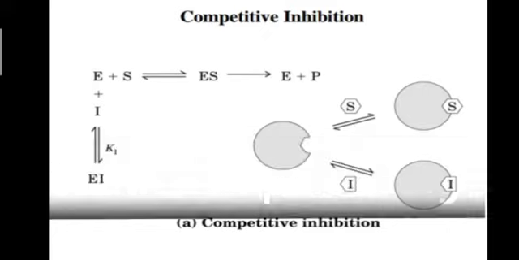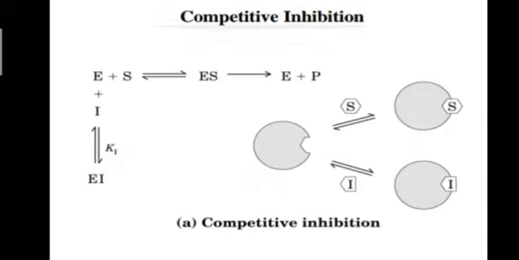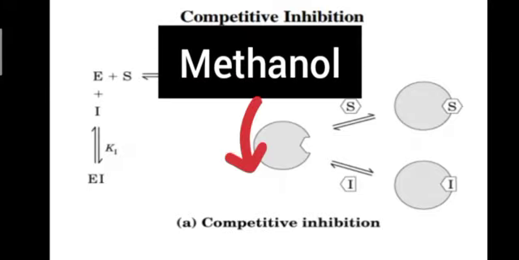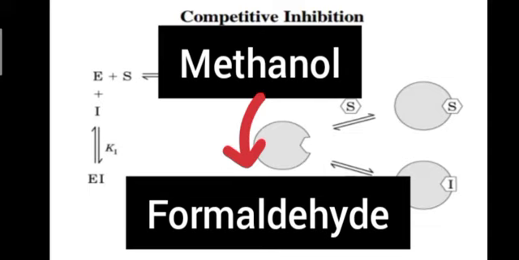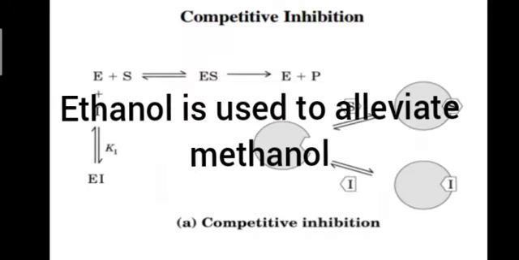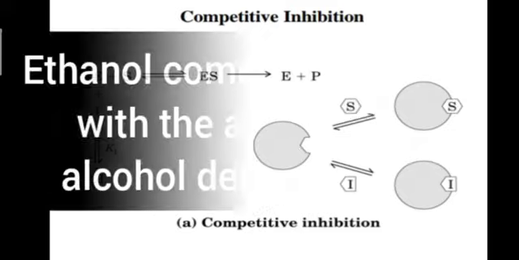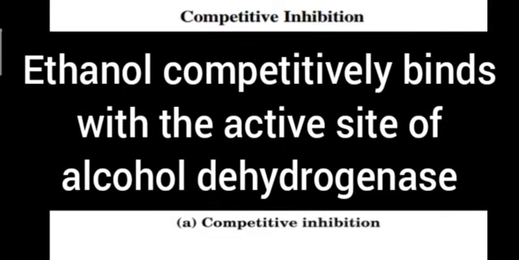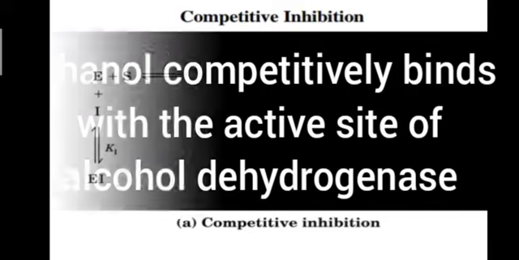Clinical treatment of methanol poisoning is a classical example of the exploitation of the competitive inhibitory mechanism. In the case of methanol poisoning, methanol in the body is converted to harmful formaldehyde by alcohol dehydrogenase. A high dose of ethanol is used to alleviate the effect of methanol because ethanol competitively binds with the active site of alcohol dehydrogenase.